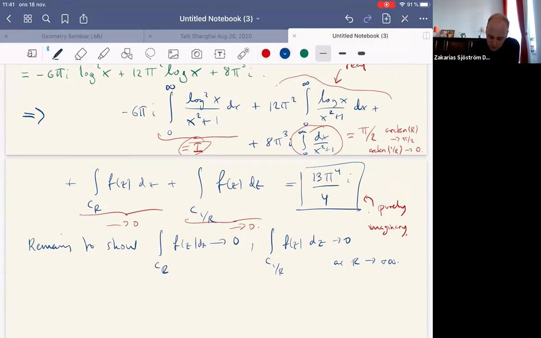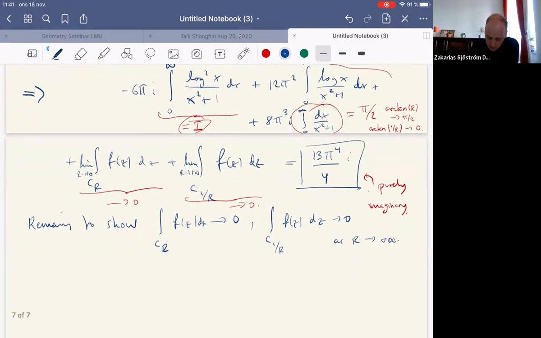So actually, if I want to be correct, I should probably write here the limit. Okay, so we know that this limit and this limit are equal to 0. So how can we see this?